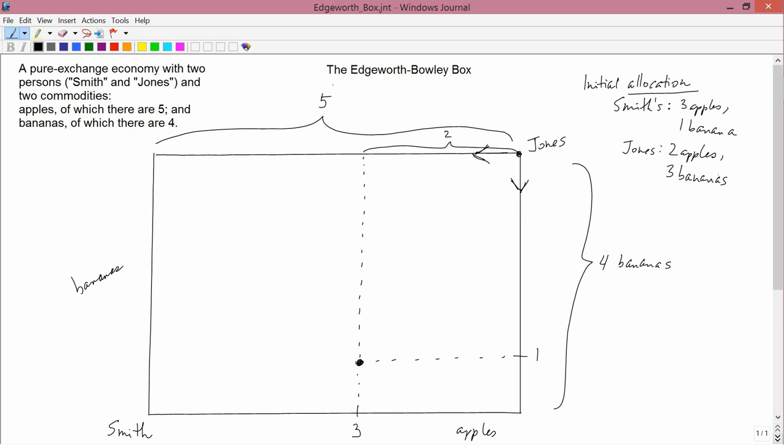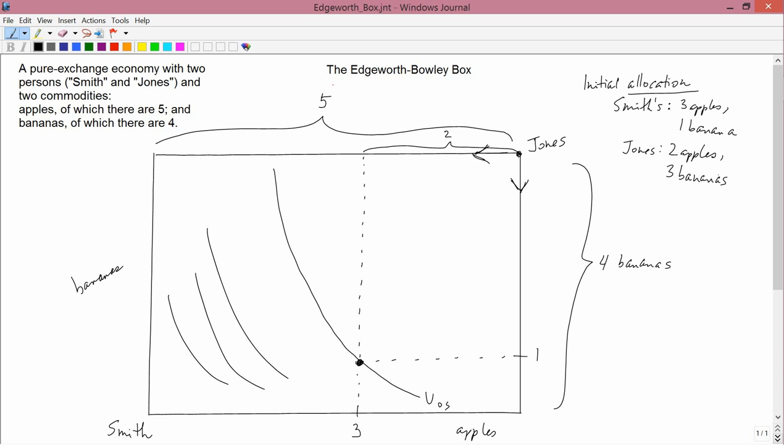Let's add indifference curves to the box. Smith's indifference curves, well, both of them are going to have absolutely standard indifference curves. We're not going to do anything different than we did in consumer theory. So Smith's indifference curves will look like this. And we're particularly interested in the indifference curve that he starts out with just when he meets Jones, which is the indifference curve that goes through his initial allocation. This corresponds to his initial level of utility. Let's call it U0 for Smith.